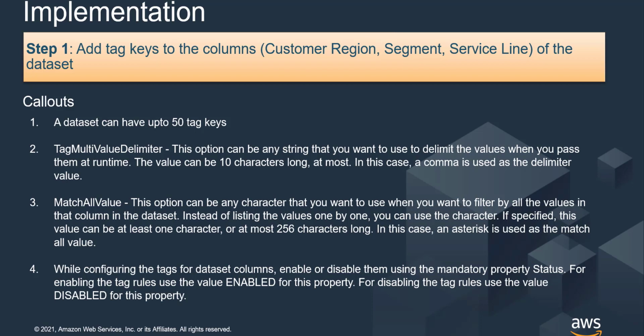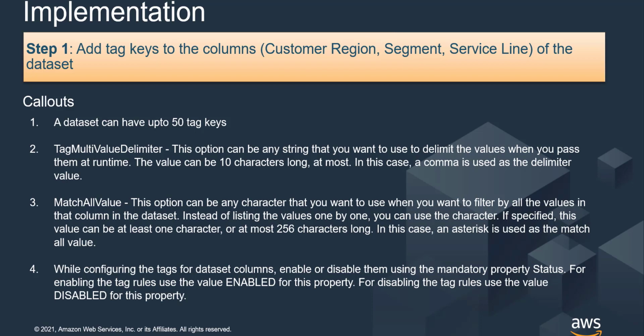Match all value has to be a string. You can use any string. I have used asterisk for my example. But what that does is if you're using that as your value, then you don't have to list all the values in the column. Maybe this is for a power user who wants to see the data for all values in that column. So you can just use star instead when you're passing the value to that particular tag key at runtime.